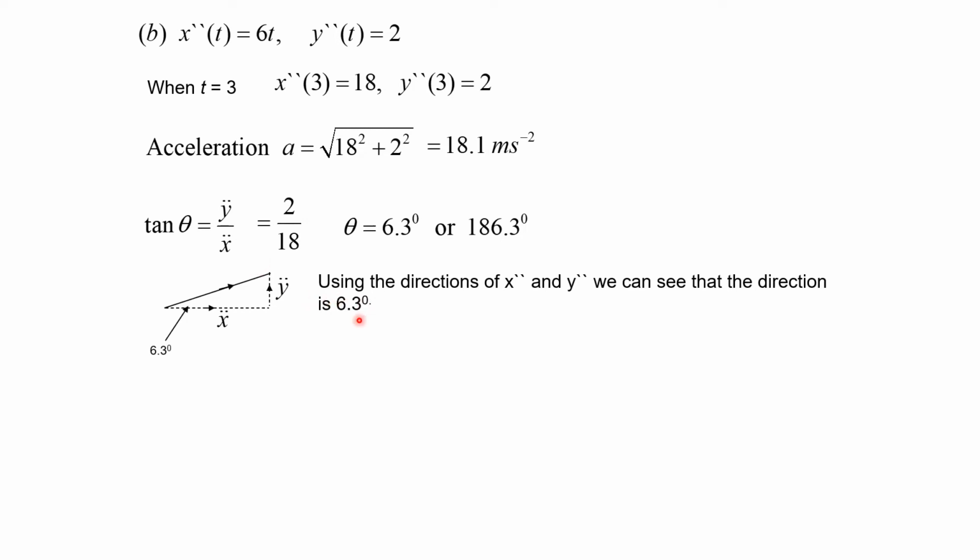And in order to show the direction, you have to consider the location of x double prime and y double prime. x double prime direction is actually positive and y double prime is also positive. So therefore it is to the right and upwards. So theta has to be located here, simply because tangent theta is y double prime over x double prime. So therefore theta has to be 6.3 degrees.